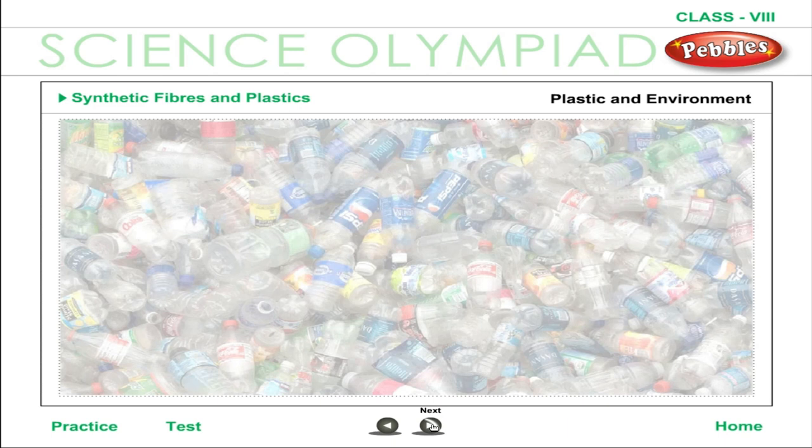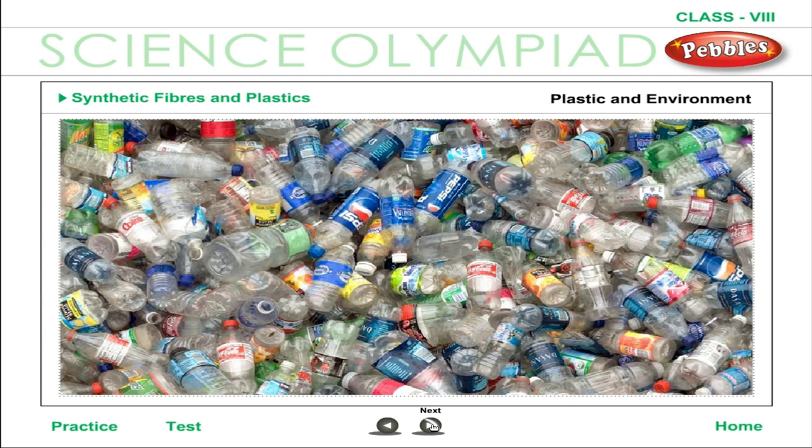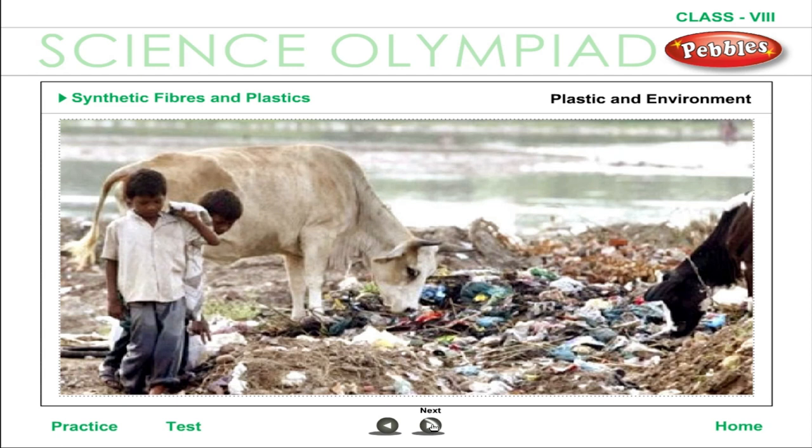Plastic and the environment. A material which gets decomposed through natural processes such as action by bacteria is called biodegradable. A material which is not easily decomposed by natural processes is termed non-biodegradable.